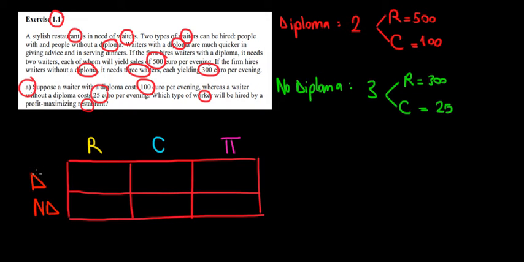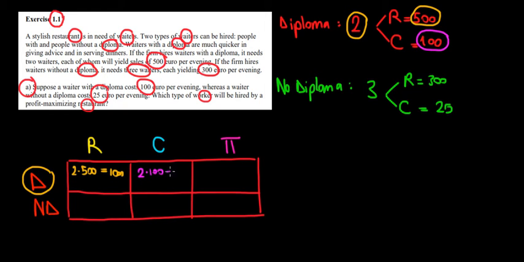So for instance, for the waiters with diploma, what revenue do we expect? Well, we have 2 people to hire that generate us 500 euros each, meaning that the revenues would be equal to 2 multiplied with 500, and that would equal to 1000. Now, what would be the corresponding cost? Well, let's see. The cost would be, again, for 2 people, and we have to pay them 100 euros per night. So that would be 2 multiplied with 100, and that's equal to 200 euros in cost.